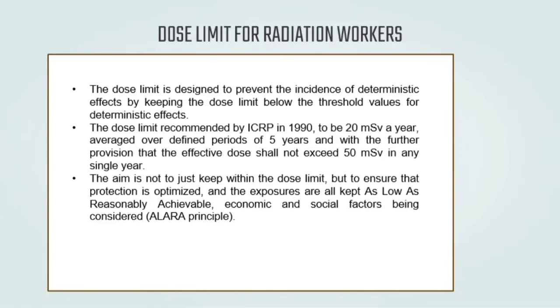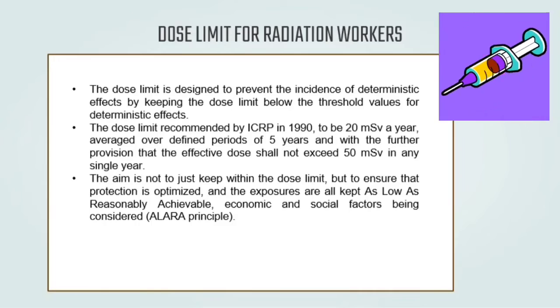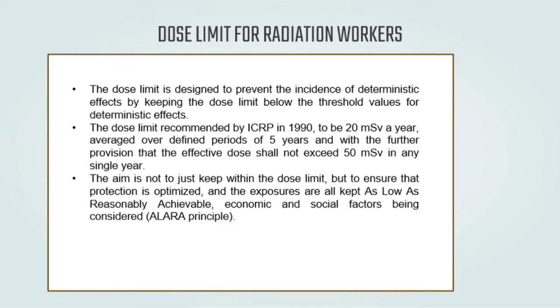Dose limit for radiation workers. The dose limit is designed to prevent the incidence of deterministic effects by keeping the dose below the threshold values for deterministic effects. The dose limit recommended by ICRP in 1990 is 20 mSv a year, averaged over a defined period of 5 years, with the further provision that the effective dose shall not exceed 50 mSv in any single year. The aim is not just to keep within the dose limit, but to ensure that protection is optimized and exposures are all kept as low as reasonably achievable, economic and social factors being considered, by the ALARA principle.